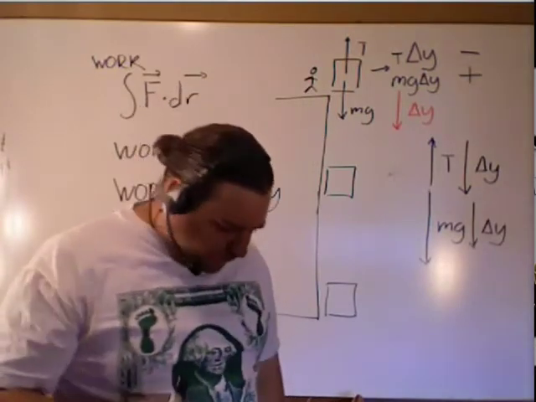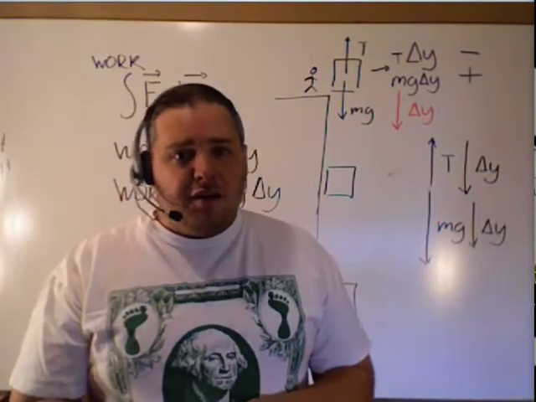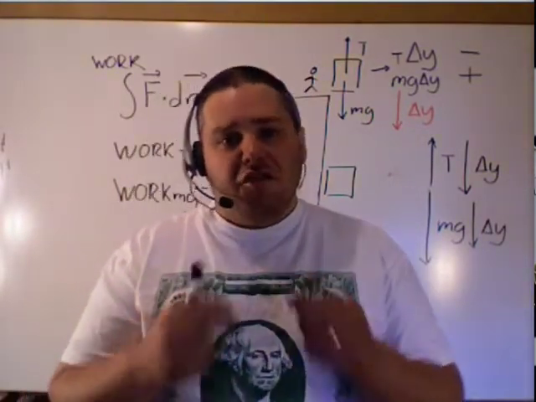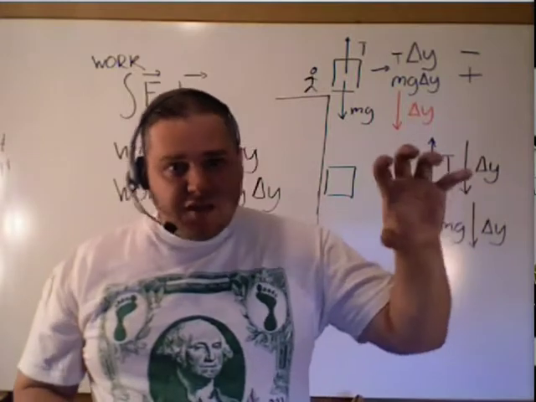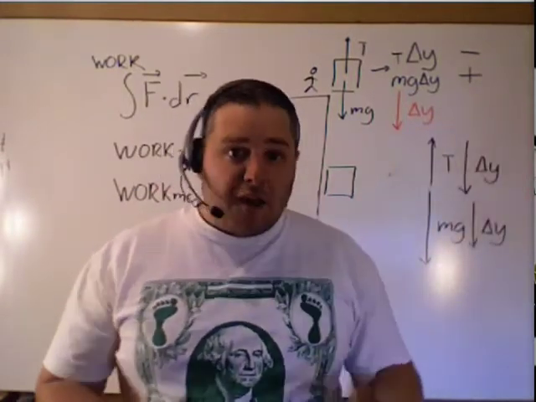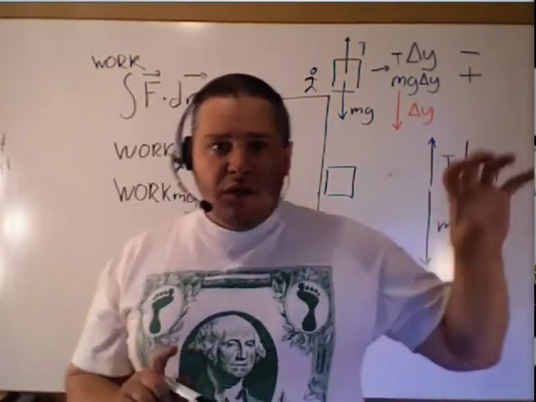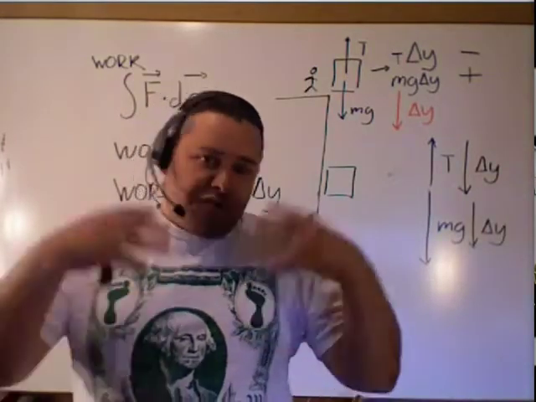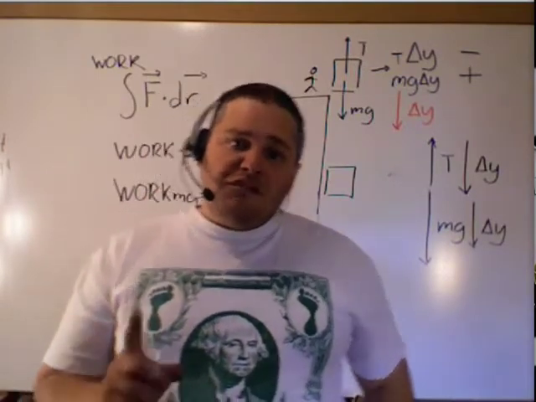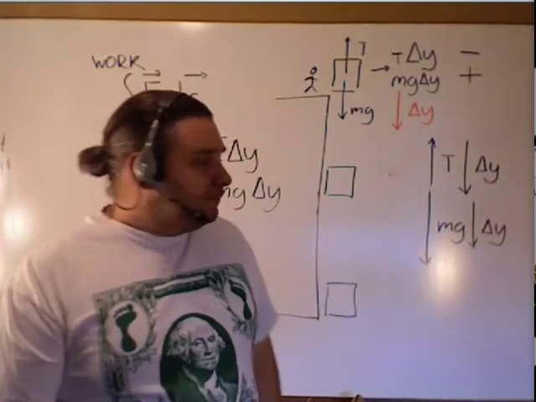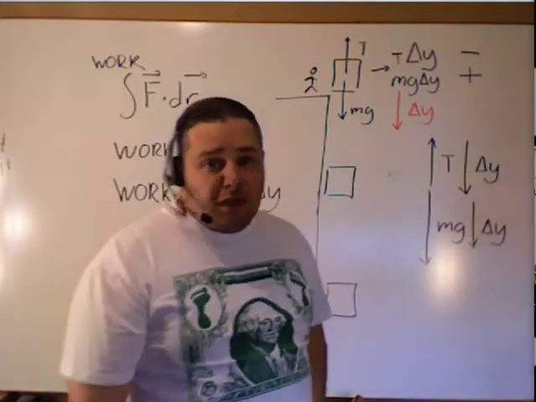Or not net positive. Take that back. Positive work is an attempt to speed the object up. Negative work is an attempt to slow the object down. Okay? Net positive work, net meaning that I totaled all my work together and I got a positive number, means that the object is speeding up. Net negative work, when I totaled all my forces or all my work together and I got a negative number, means that the object is slowing down. Okay? So because it's a net positive work, that means the object is going to be speeding up.